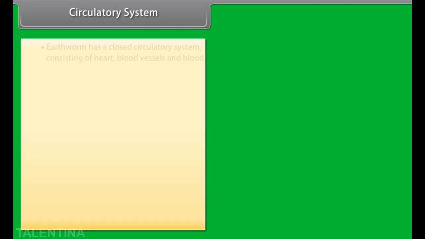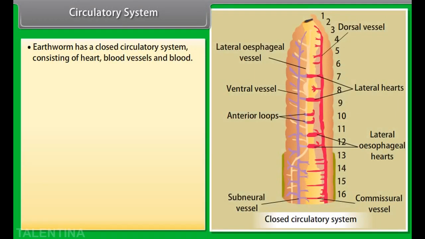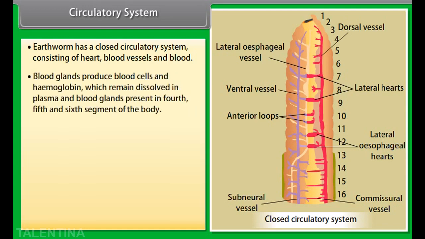Circulatory system. Earthworm has a closed circulatory system consisting of heart, blood vessels and blood. Blood glands produce blood cells and hemoglobin, which remain dissolved in plasma, and blood glands are present in 4th, 5th and 6th segments of the body. 4 pairs of hearts with valves are present in segments 7, 9, 12 and 13.